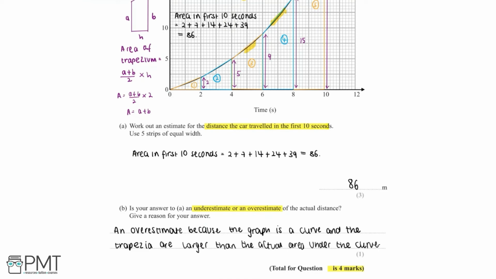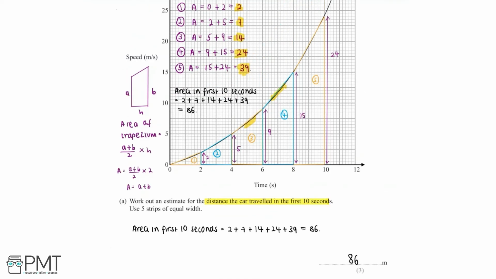So let's take a look at where these marks are allocated. Now part A is worth 3 marks, and the first mark is for starting to show that we're finding the area under the graph, and so automatically our annotations in the graph show this. And the second mark is for finding the area of each trapezium. And our third mark in part A is for adding these together to find an area of 86 and for working out that an estimate for the distance the car travelled in the first 10 seconds is equal to 86 metres.